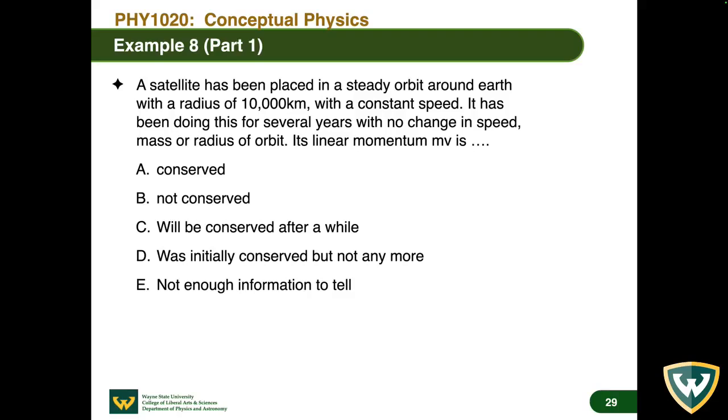And so, a satellite has been placed in a steady orbit around Earth. Let's say that the radius of this orbit is 10,000 kilometers. And it's a circular orbit with a constant speed. We're not told what speed it is. We're told that the satellite has been going in this orbit for several years, without change in speed, mass, or radius. What is the momentum of this satellite along its orbit?